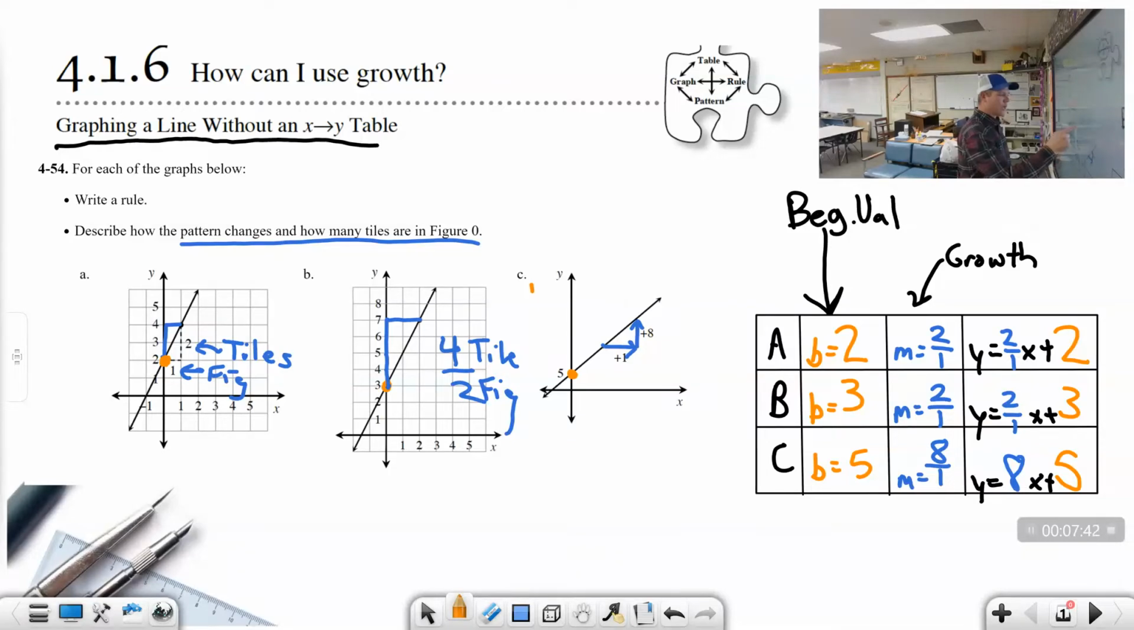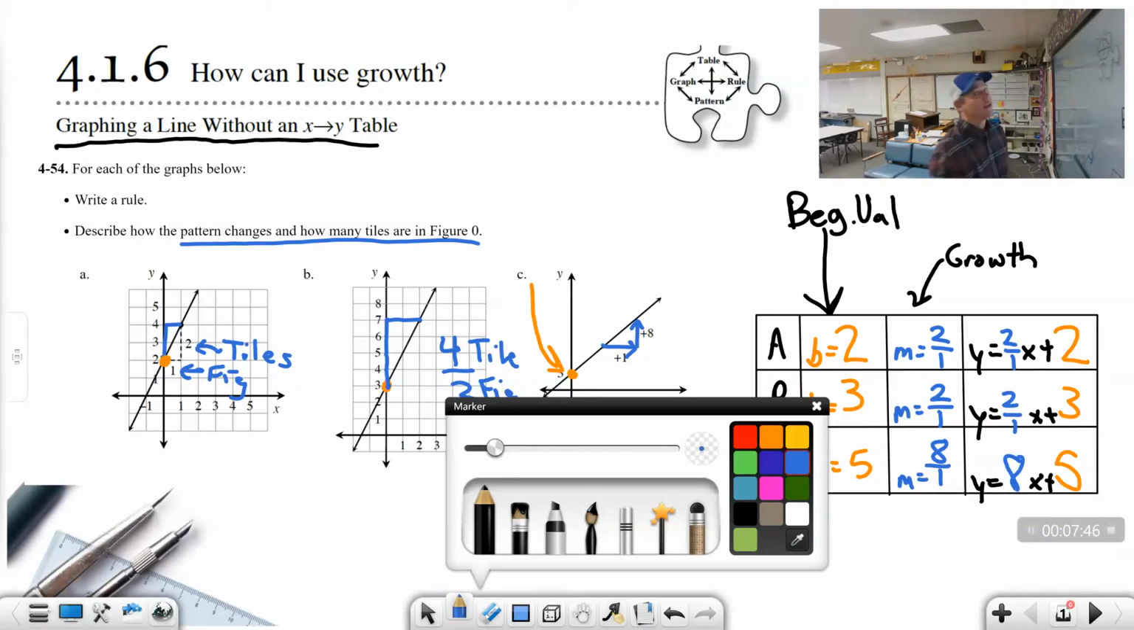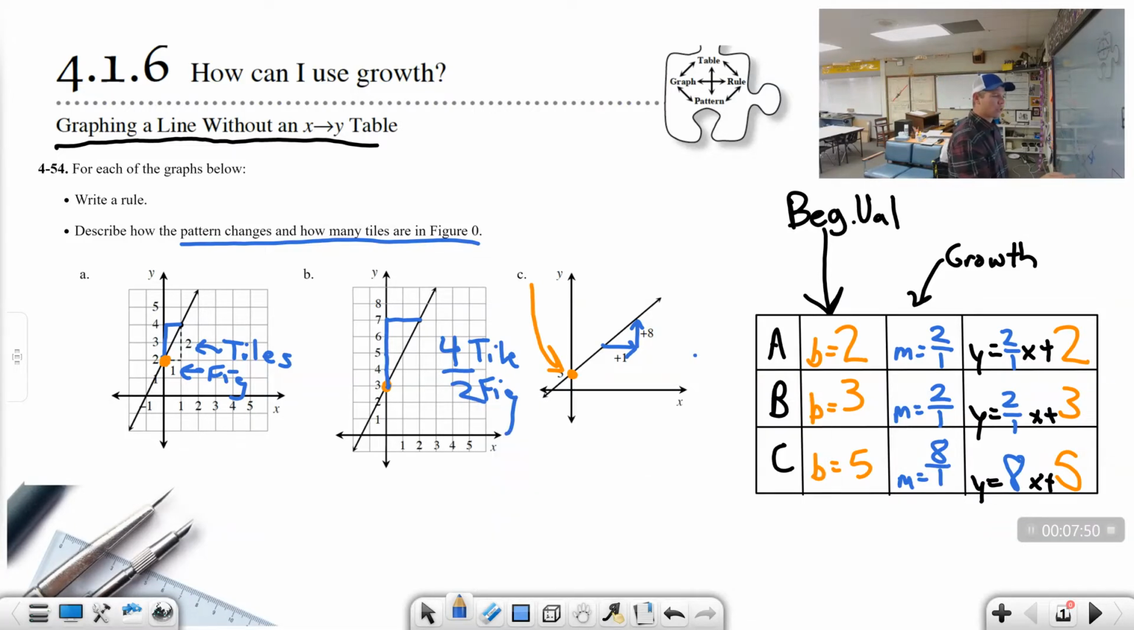The beginning value is always on the y-axis, not the x-axis. And the growth is always shown as a change. The growth is always between the points. Not on a point, between the points.